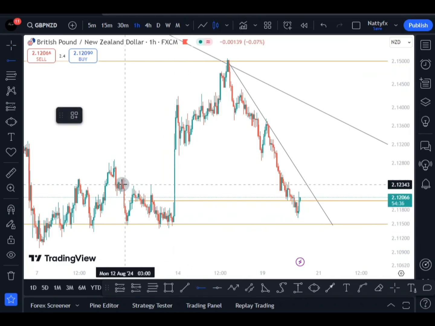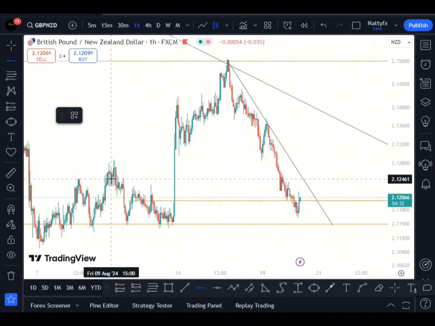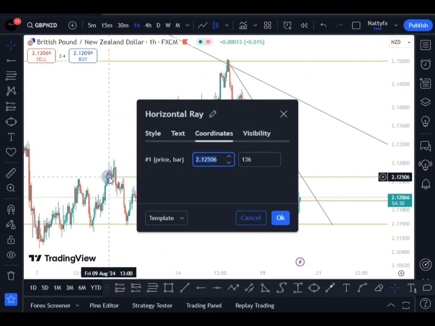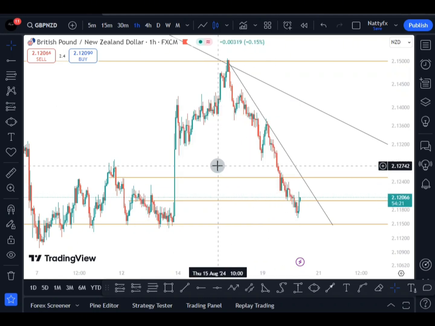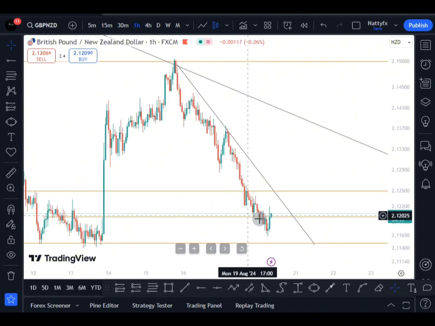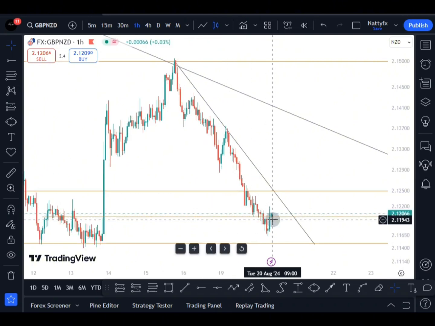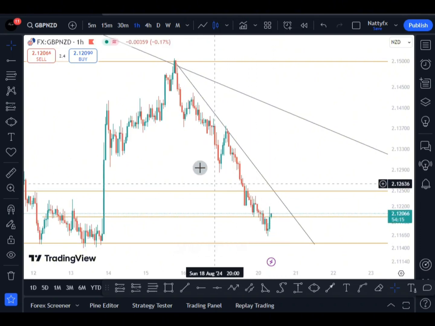Let's place more psychological levels. Look for 2.120500. Okay, so right now, price has broken above this particular psychological level.